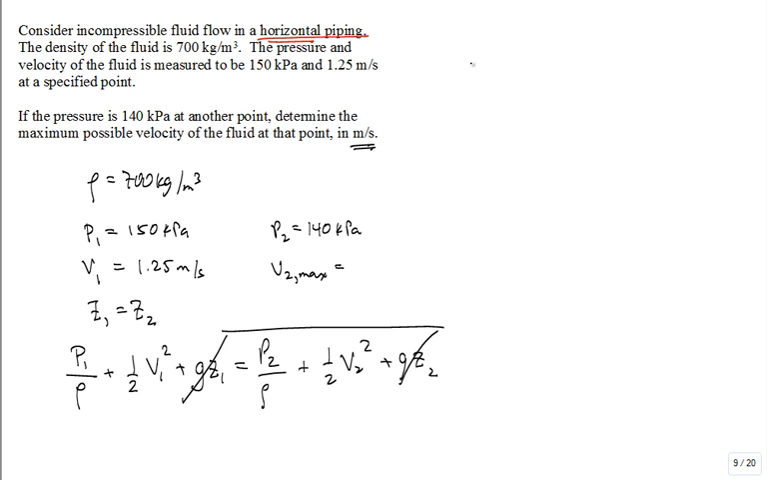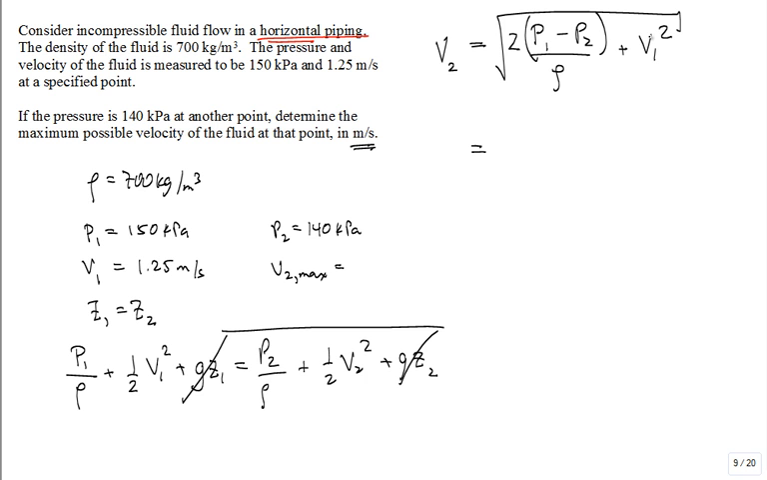And so we get that V2 maximum is equal to the pressure at 1 minus the pressure at 2, divided by the density, multiplied by 2. I left it off. Thank you very much. So we have plus V1 squared, square root. Now it's good. Yes or no? Is that okay now? Thank you for the correction.